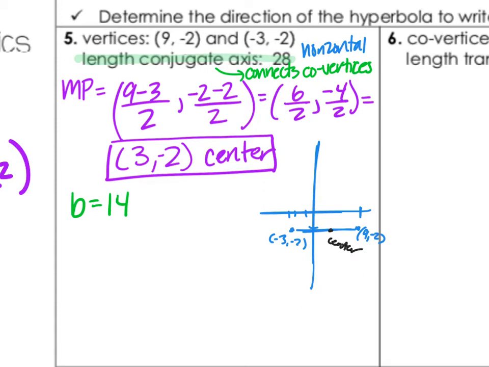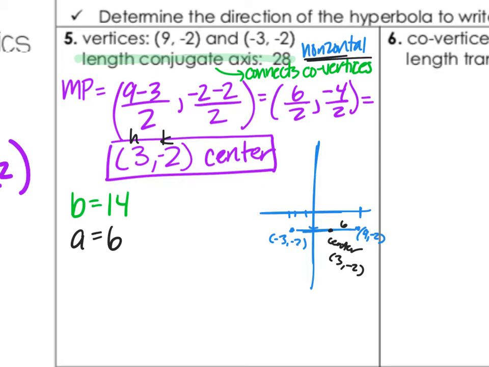And that would make your distance between the center at 3, -2 and either of your vertices a distance of 6. So A would have to be 6. And now we have everything we need. We have H, K, A, and B. And we also know that this is horizontal. And we can finally write our equation.